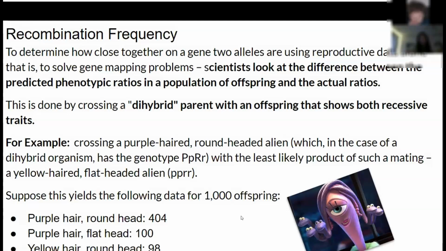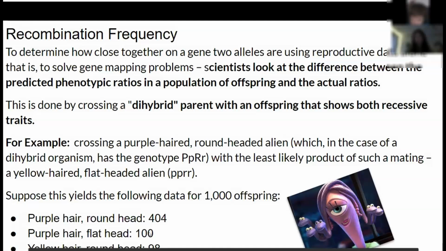If these were linked, right, purple hair should only show with round head, and yellow hair should only show with flat heads. If they're linked, this recessive P and this recessive R are stuck together. They don't separate, so I should only see the two versions: purple-haired round, yellow flat. But I don't. I see this mismatch in the middle.